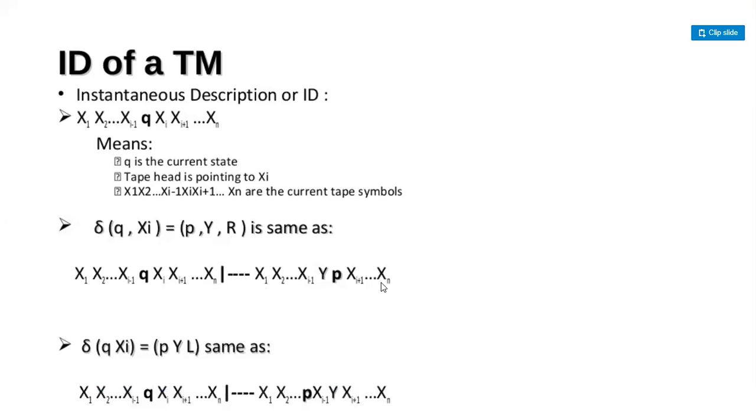The same thing applies if it is left. See here, x1 x2 so on xi minus 1, and q, xi plus 1 so on xn. When I'm reading q with xi, if my output is p y l, I need to move to the left side. Moving to the left means that xi minus 1, which is on the left side of q, should be moved to the left of the p. Now the state becomes x1 x2, and the change of state is p, then xi minus 1 and y, and the remaining input xi plus 1 so on xn, right?